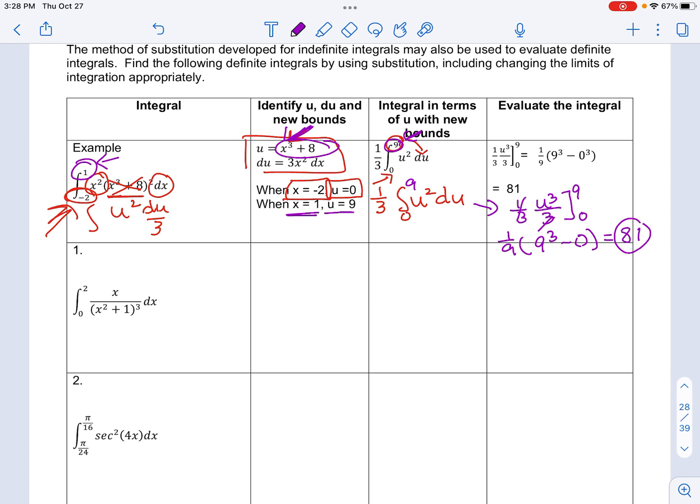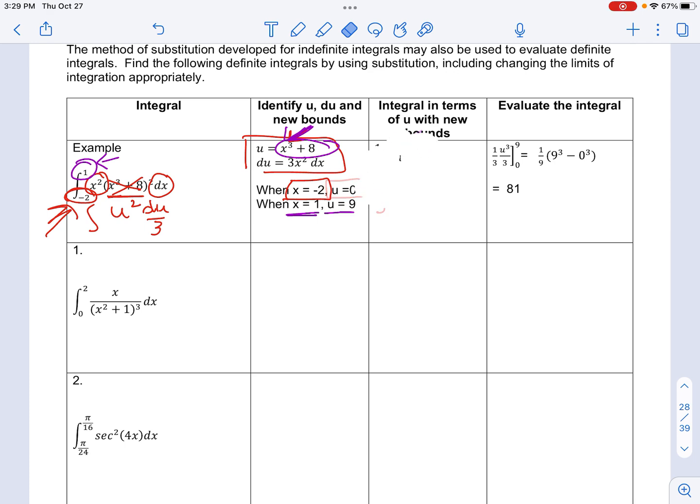The other way you can do this is you can go ahead and switch it back to your x's. So if you want, instead of doing these bounds, just go ahead and take the antiderivative. So it'd be 1/3 u to the 3rd over 3. But I want to keep the bounds of -2 to 1, so then you would have to plug back in what your u is, which is x cubed plus 8. And then you can keep the bounds of -2 to 1.